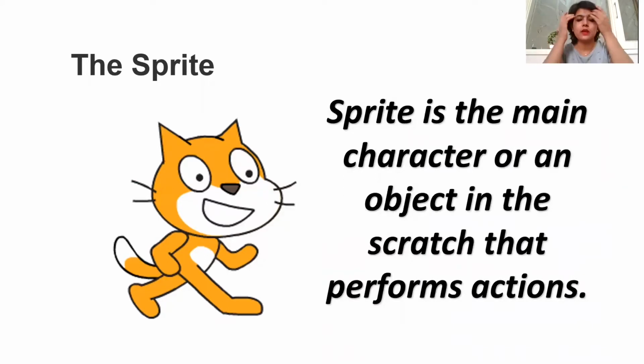What is a sprite? You can say that the sprite is the main character. Sprite is the main character or an object in Scratch that performs actions. Whatever action you want to give to your project, like you want to move the sprite right, left, up, down, any action you want your program to do is done by the sprite. So the sprite is the main character which actually runs your program, right? You can change the sprite from here.